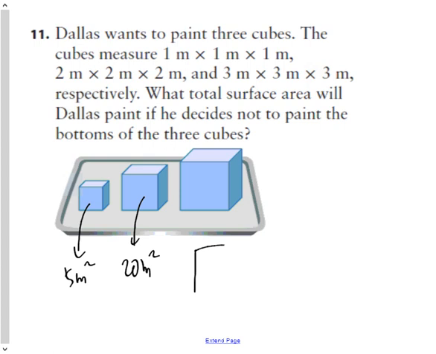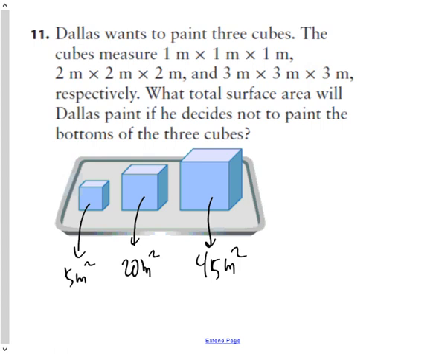And finally, the last cube, its face is 3 meters by 3 meters, which means the area of one face of that cube is 9 square meters. And he's going to paint all but the bottom, which is 5 faces, which means that is 45 meters squared.